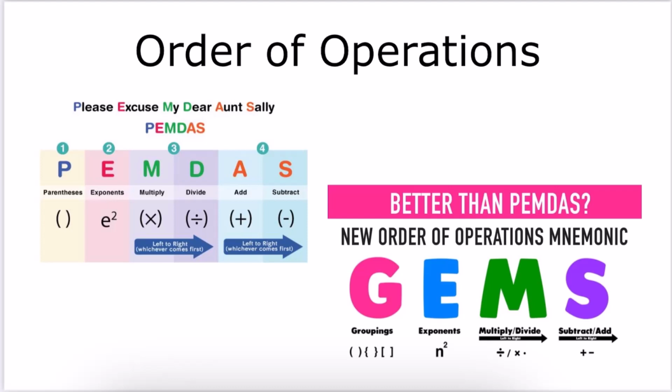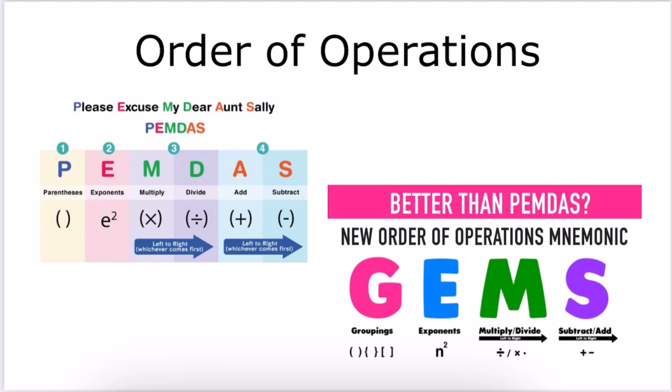Because the idea of PEMDAS, or please excuse my dear Aunt Sally, is that you do parentheses first and then exponents, and then you multiply and divide from left to right, whichever one comes first, and then you add and subtract from left to right, again, whichever one comes first. And the other acronym I've seen, GEMS, is similar, where you do groupings, which include parentheses, and then you do exponents, and then the M stands for multiplying or dividing from left to right. And then the S is subtracting or adding from left to right.